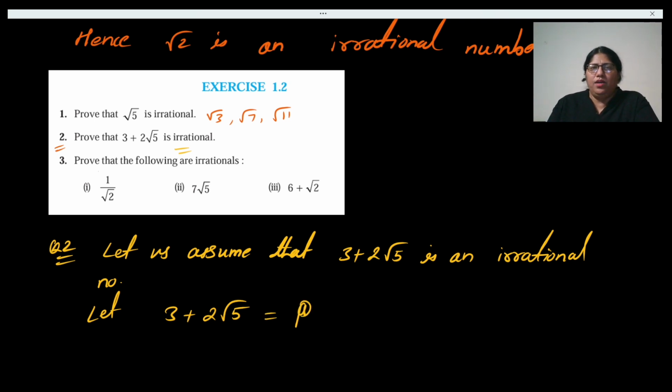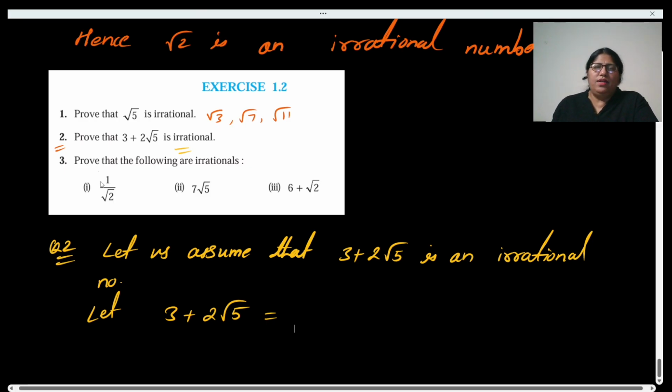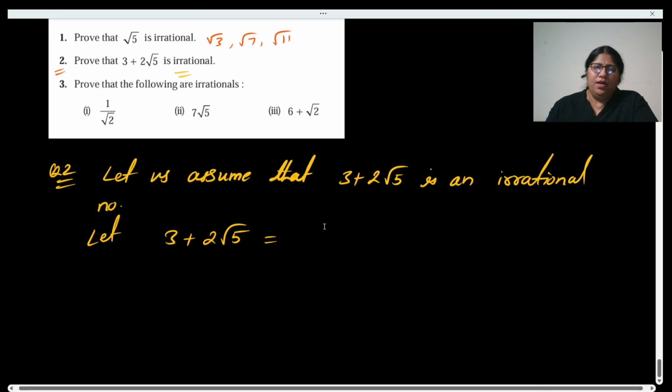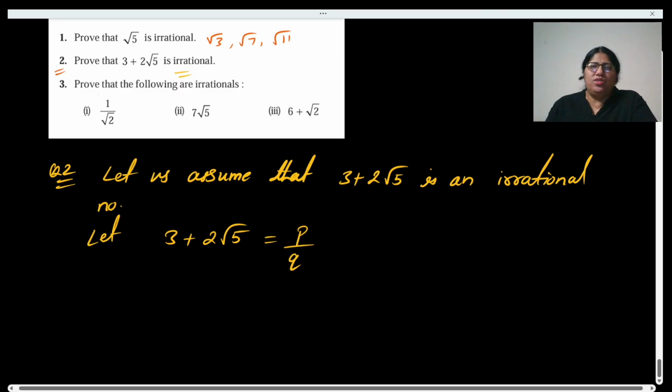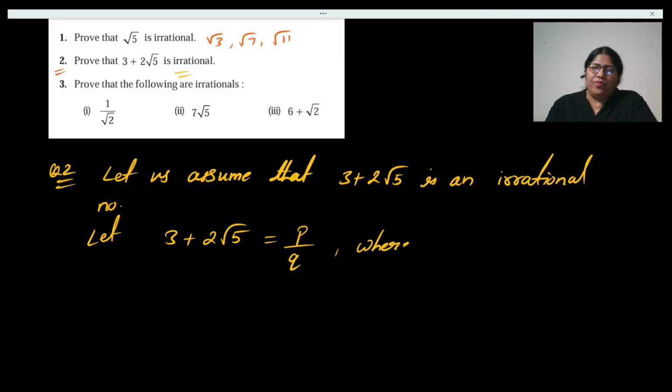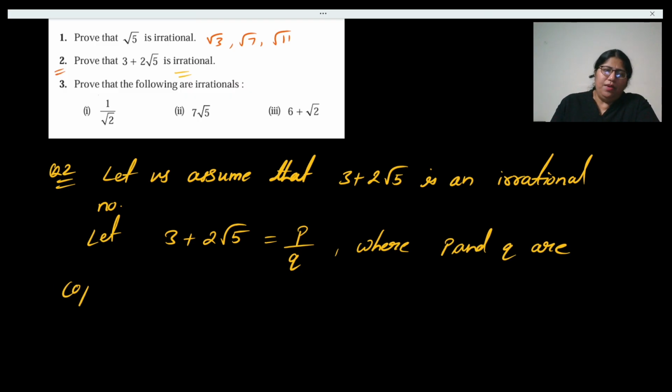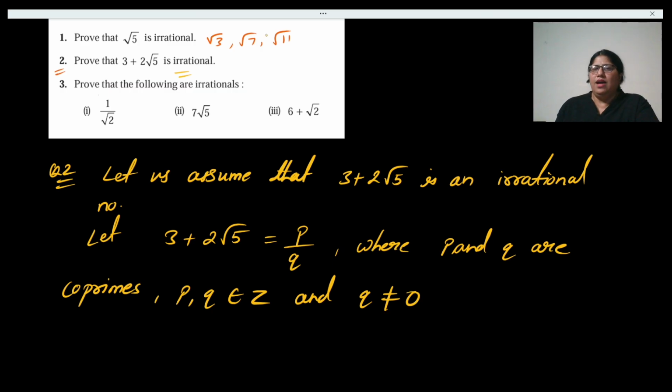A by b, p by q, r by s, you can take anything. I am taking p by q because most of the time you learn p by q as a rational number. But after that you must mention that p and q are co-primes, because this must be mentioned. This only we are going to contradict. Co-primes, p and q are integers, and q can never be equal to 0.